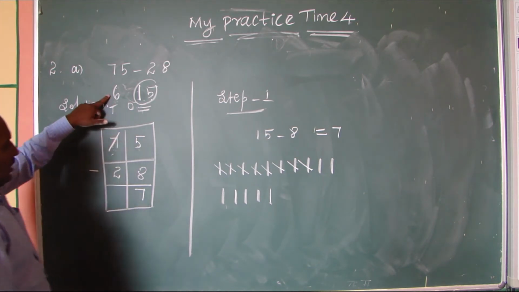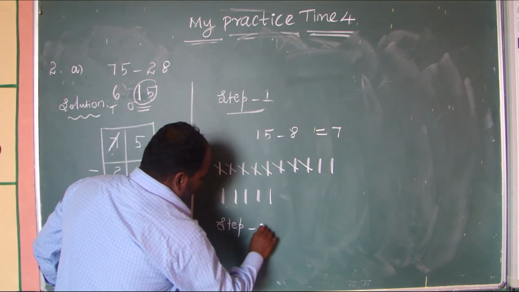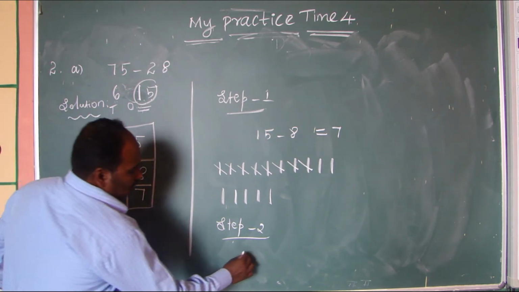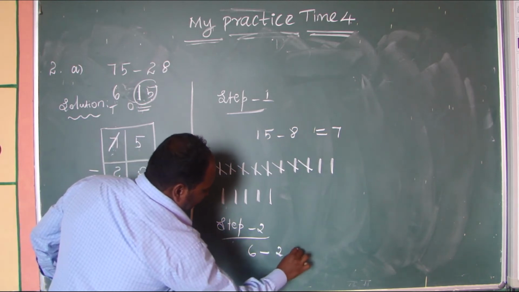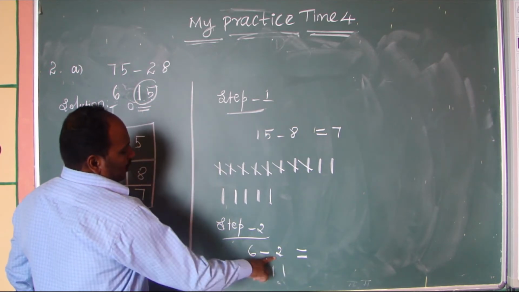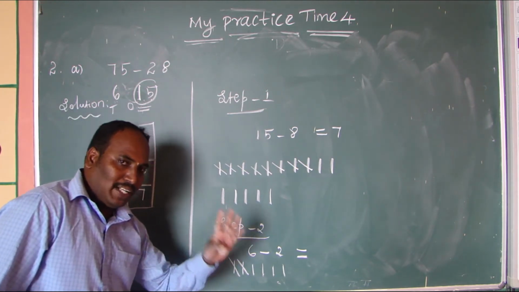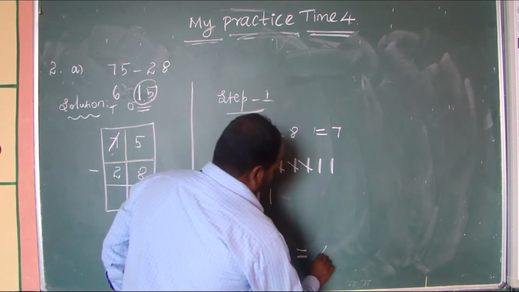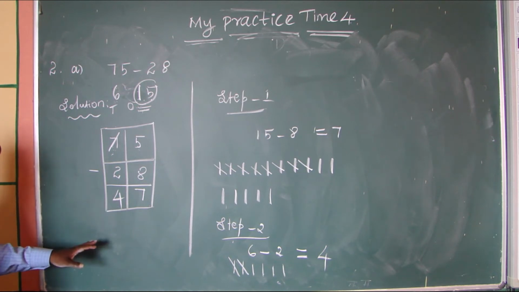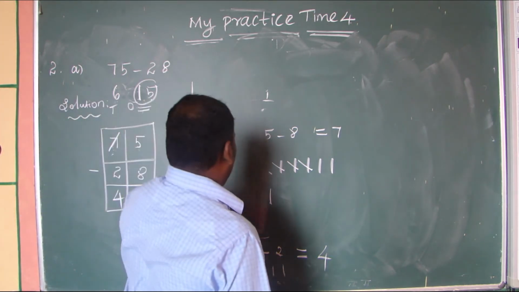The next one, 6 minus 2. Step 2. 6 tens minus 2 tens. We draw 6 lines, cancel 2 lines, balance 4. 6 minus 2 is equal to 4. So our answer is 47. Next part, we check our answer.